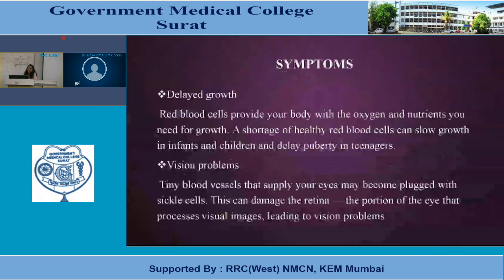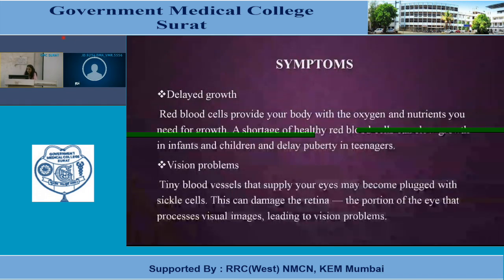Okay. Then delayed growth and vision problems. RBCs provide your body with the oxygen and nutrients you need for growth. A shortage of healthy RBCs causes delayed puberty in teenagers. And in vision problems, the tiny blood vessels in the retina get plugged with sickle cells, and that causes damage to the retina, and so a visual problem.